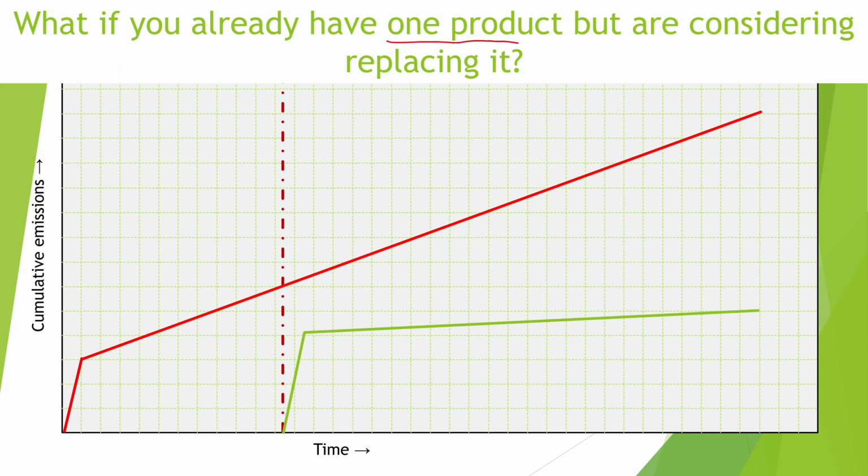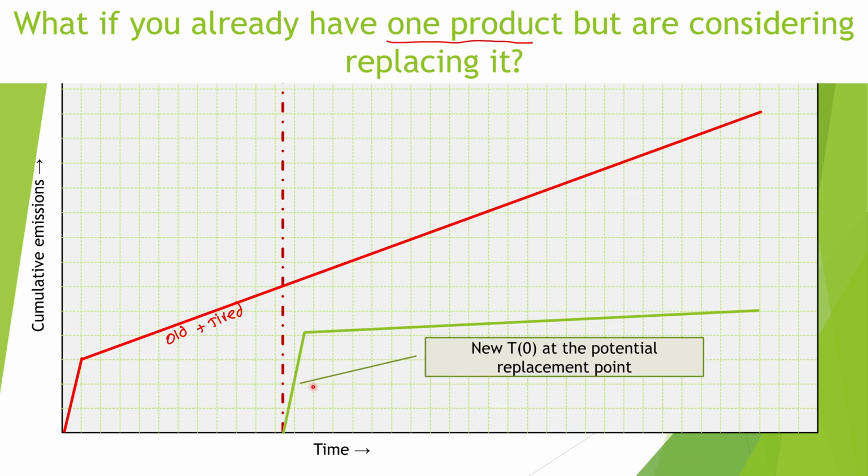A more common example that a lot of us might have is you already have a product. Maybe it's a bit old, maybe it's a bit tired, and you're thinking of replacing it. Or maybe it's a product that doesn't really meet modern environmental standards and you're thinking of replacing it. Well, okay, let's say you own the red product and it had some emissions represented here, and then you're using it and it's creating emissions. And there's a new product, the green product, which has some emissions from manufacturing and a lot less emissions from use.